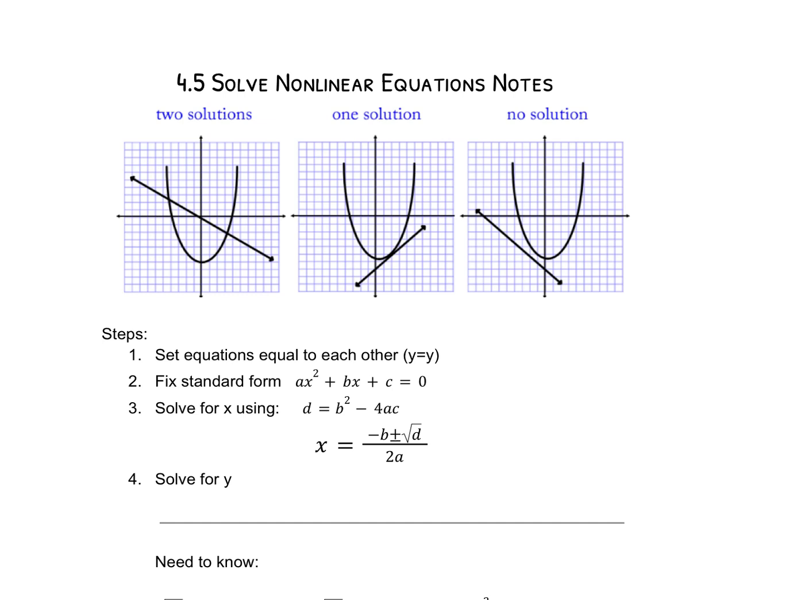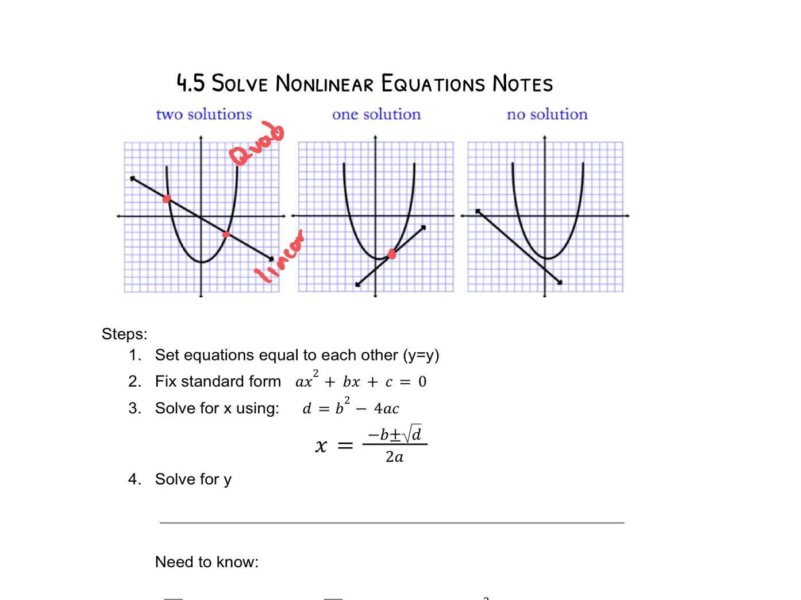So for lesson 4.5, we're going to solve nonlinear equations. All that means is that we have an equation that's quadratic, it looks like a U, and a linear equation. Sometimes those two lines cross twice. This is my quadratic. This is my linear. And if they cross twice, we have two solutions.